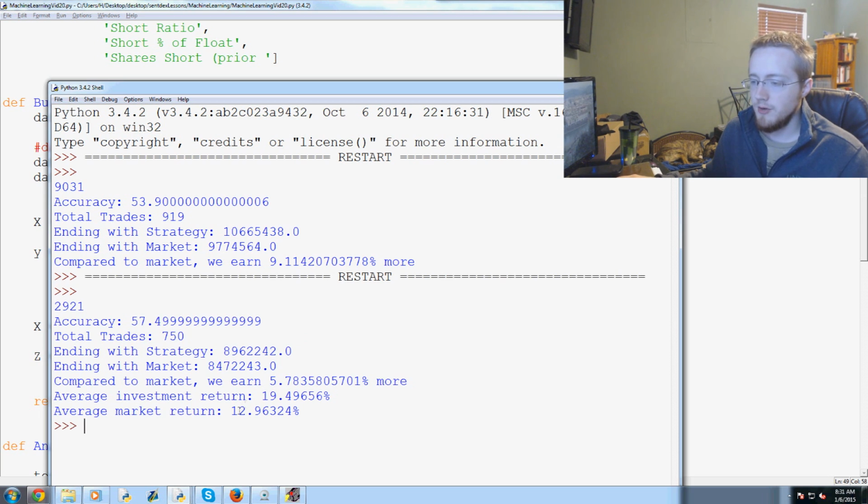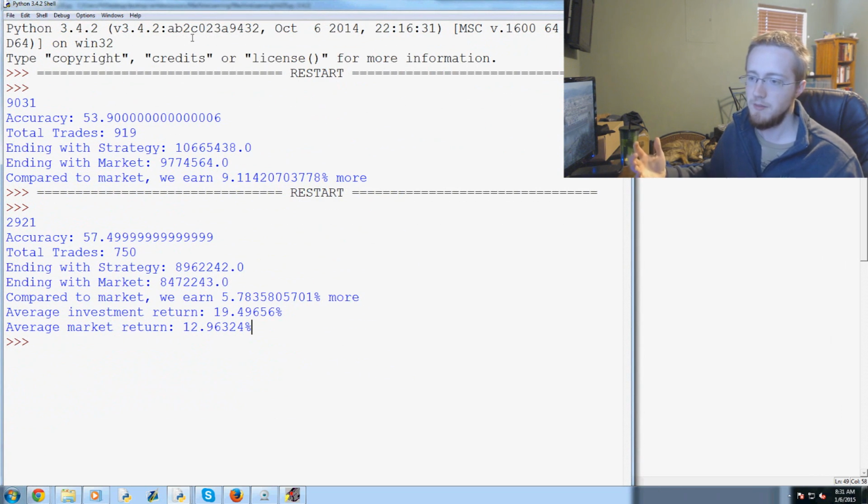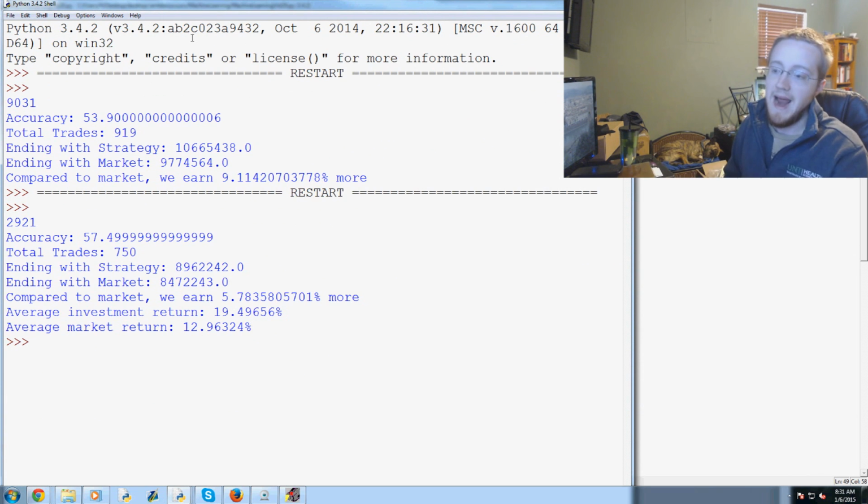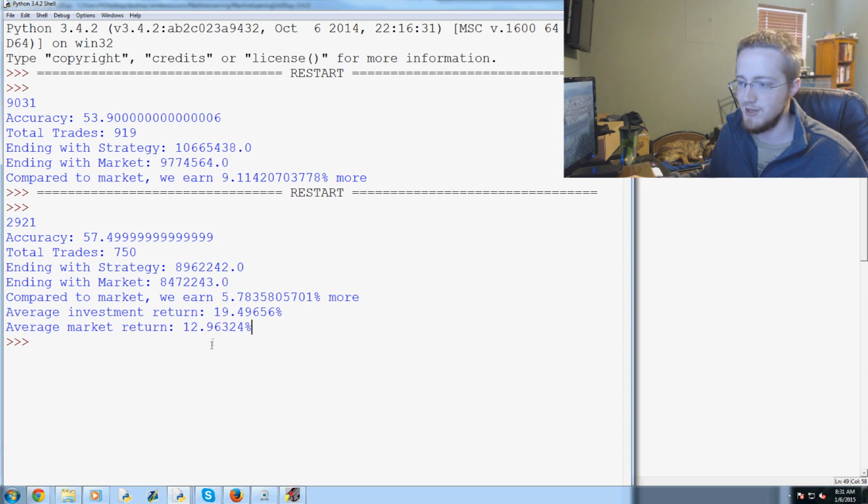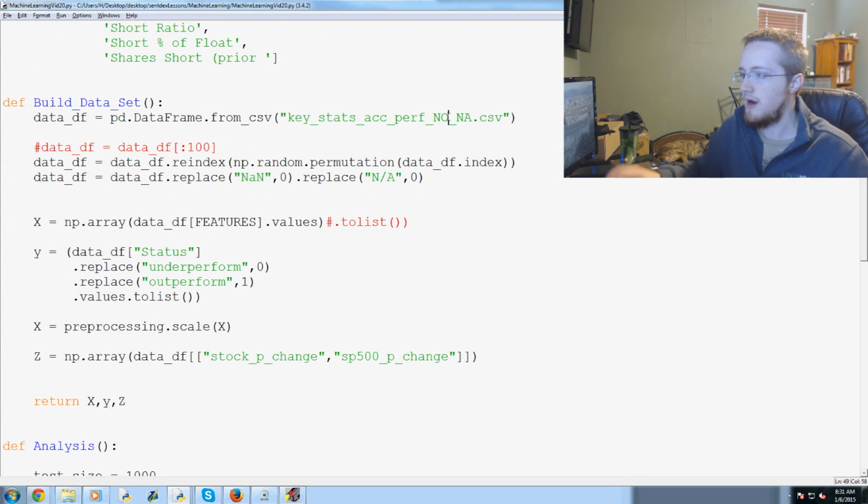Okay, so the average market return, that's good. 12.9, we know that to be the case. So had we taken our money and invested into the market over the course of 10 years, each return would average out to 12.9, which again is right in line with what the market's returns are. So that's good to see. And the average investment return is 19.4, and we can see that our difference here is 5.7. So it's good, and although this time around we had no not available data, now let's throw in the not available data.